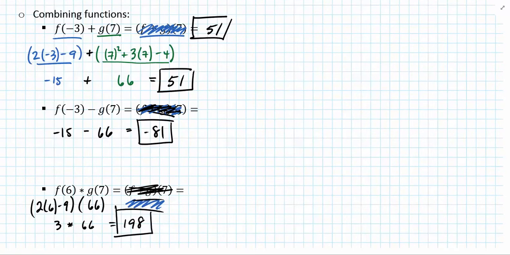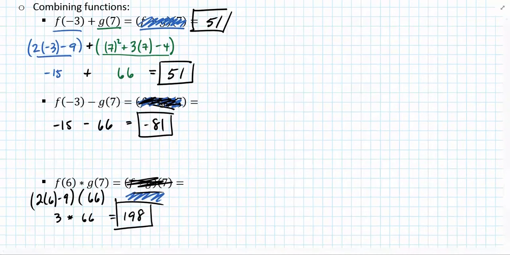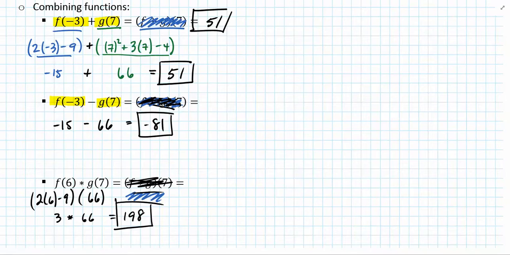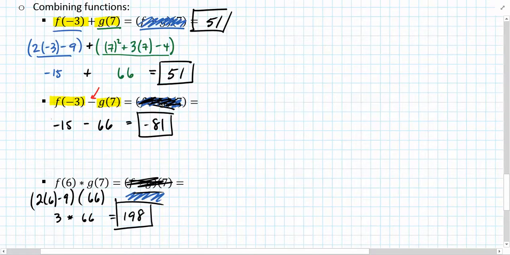And here we go with the remaining calculations. We already found f of -3 and g of 7, so I just reused those from the last step. The only difference this time is that we were subtracting in between. So -15 minus 66 is -81. So that's what f of -3 minus g of 7 is equal to.